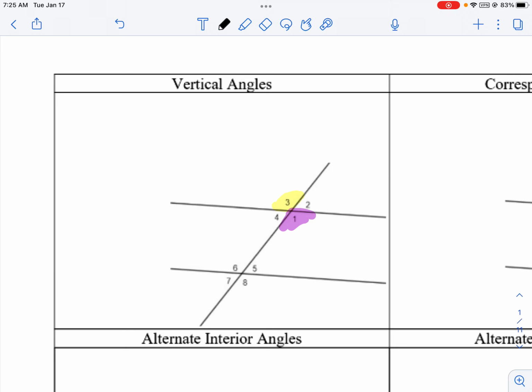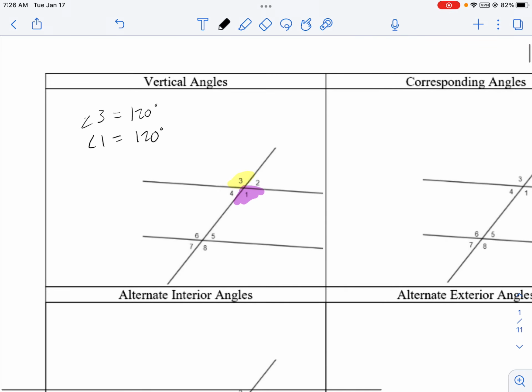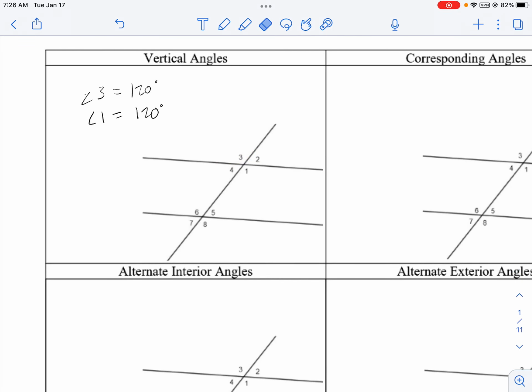Once you have this, whatever measure angle 3 is, let's say angle 3 is, I don't know, 120 degrees, then because it's a vertical angle to angle 1, angle 1 is also 120 degrees. They would have to be equivalent, or congruent, because their measures are equivalent. That is what it means when we say congruent: it means it's the same, so you're going to have equal angles.